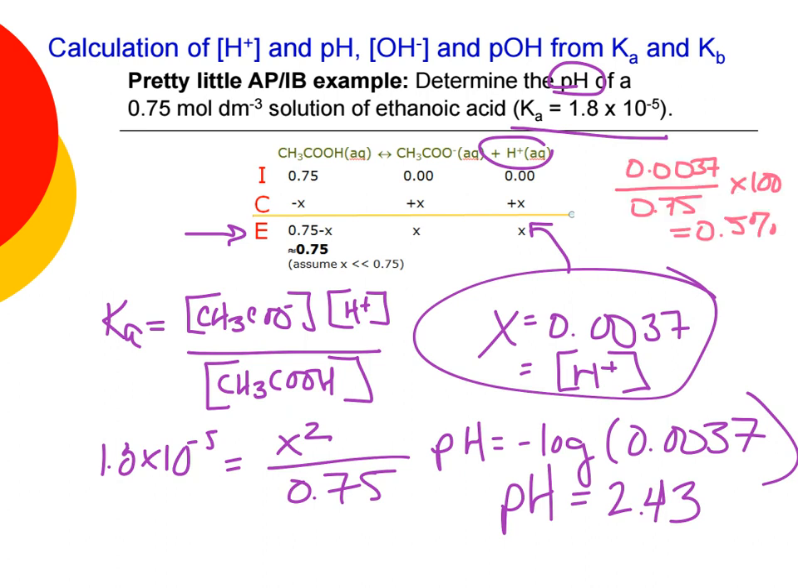Just for good measure, a little extra practice, let's look at the 5% rule. If I look at X in relation to the original 0.75 concentration, that is only at 0.5%, way less than 5%, perfectly acceptable to assume that X is negligible.